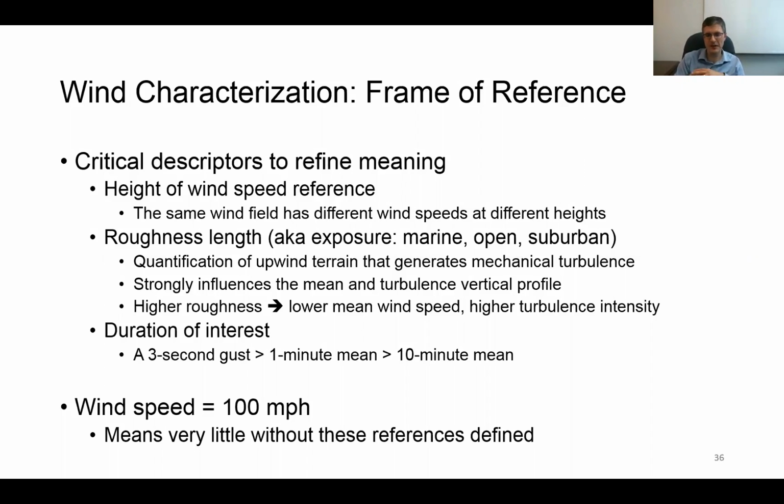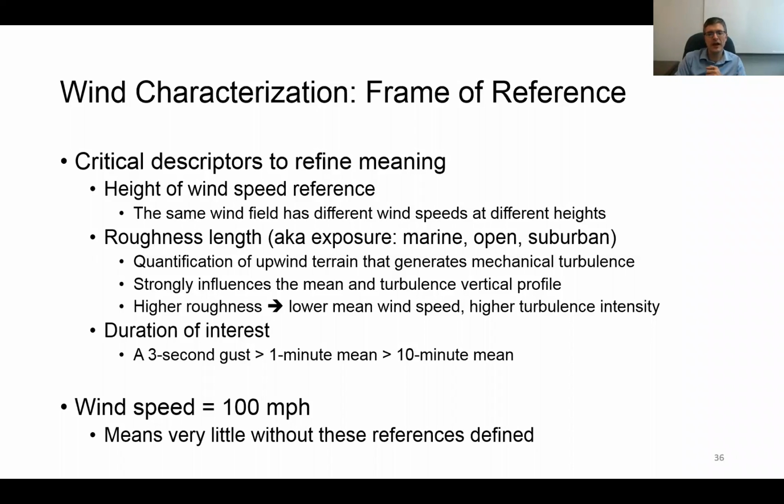The roughness length is also known as, in ASCE 7 terms, exposure. You've probably heard marine exposure, open exposure, suburban exposure. That's referring to roughness length. And there are ways of physically quantifying the upwind terrain that generates the mechanical turbulence and greatly affects the way that the turbulence and the mean wind speed behave near the ground. The higher the roughness, the lower the mean wind speed, and the higher the turbulence is going to be riding on top of that wind speed.